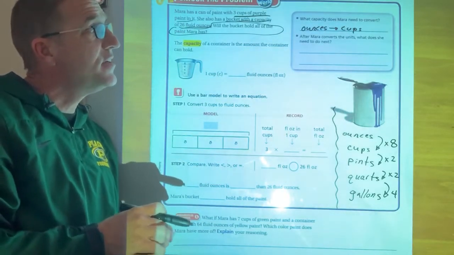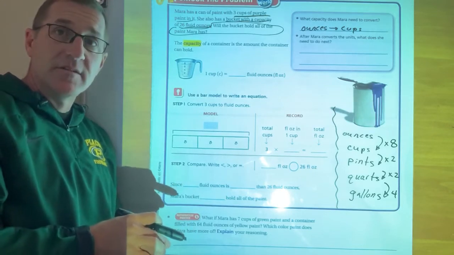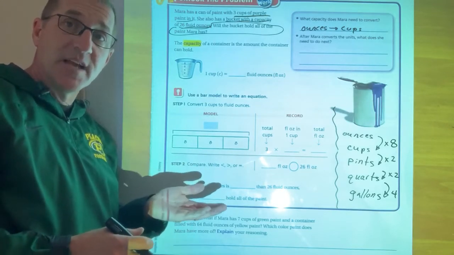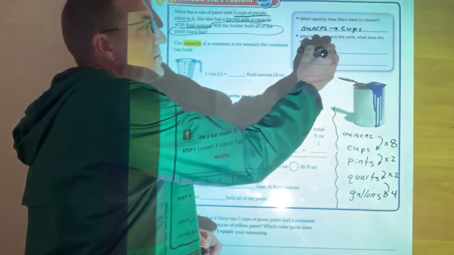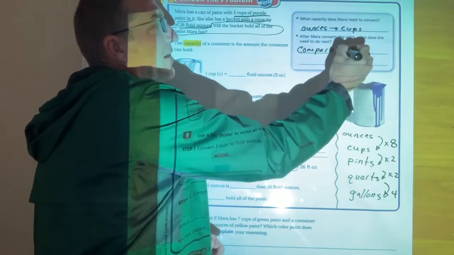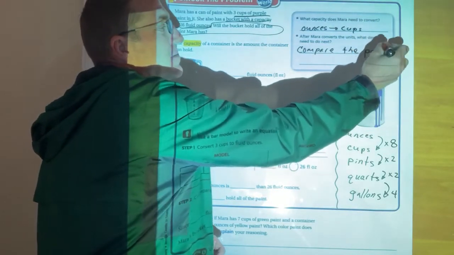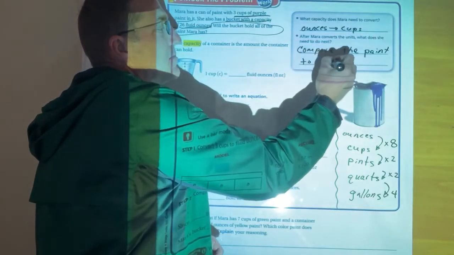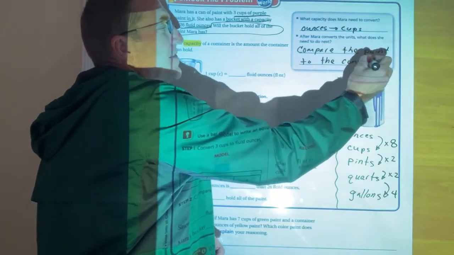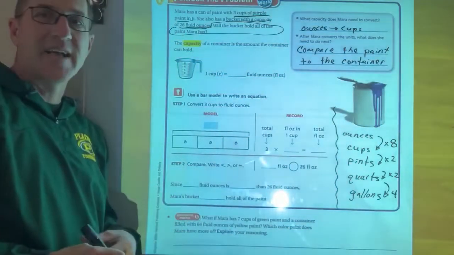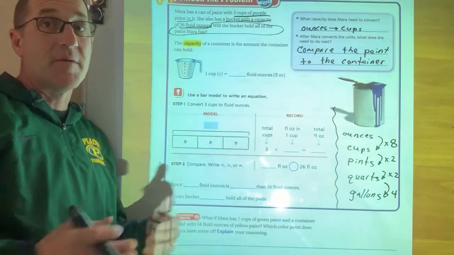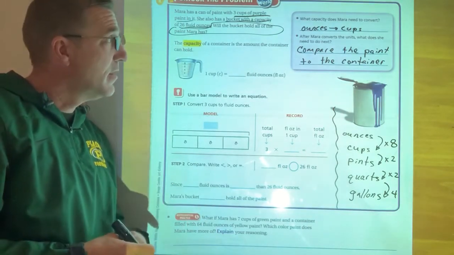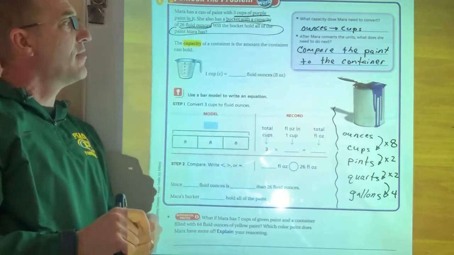After Mara converts the units, what does she need to do next? Well, after she converts how much paint she has to do what? Will it fit in the container? So she's got to compare the paint to the container. All right, so that's what the problem's asking us to do. If I open this can of paint and I pour it into this bucket, will it all fit, or am I going to make a gigantic mess? Hopefully it fits.